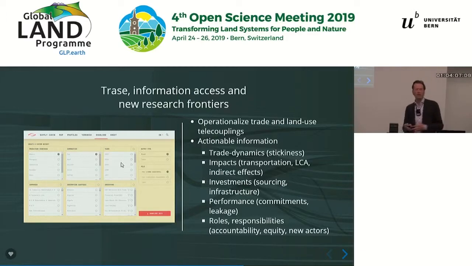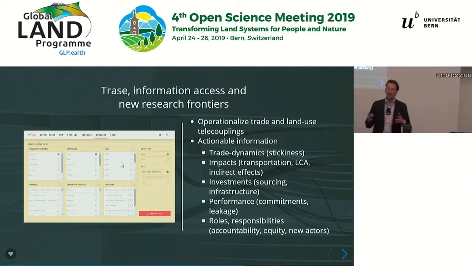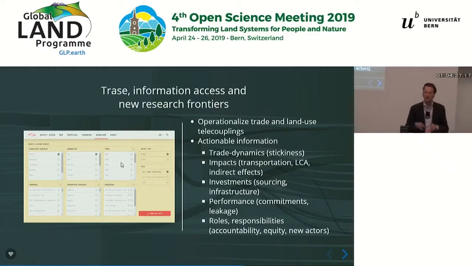More generally operationalizing telecoupling, but providing actionable information on a whole host of different applications, making LCAs more relevant by scaling down the impacts to a subnational level. Understanding, as Thiago was showing us yesterday, the extent to which certain buyers have persistent, consistent, sticky, if you like, relationships to certain places, because it's those relationships where we have more confidence that that actor can potentially drive more change in that place over time. How to look at performance, how to look at roles and risks, accountability, equity.